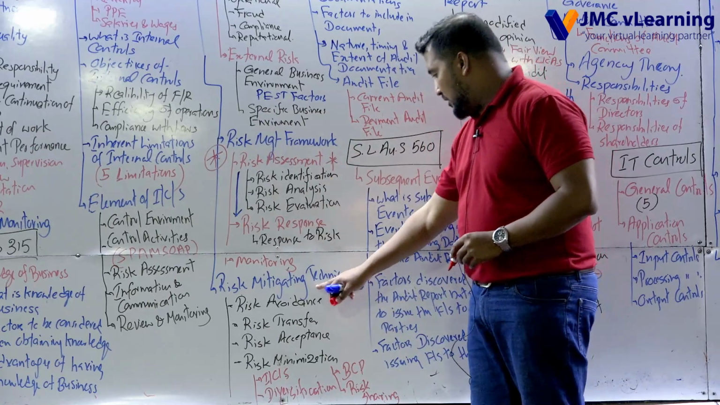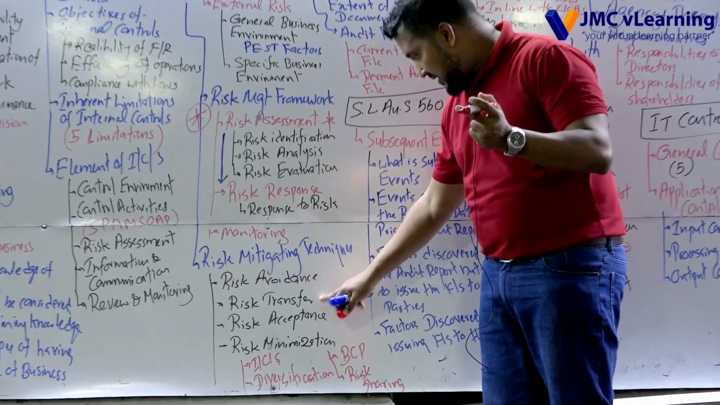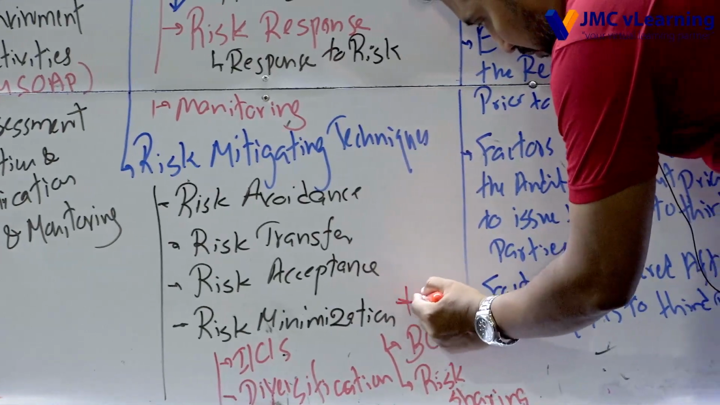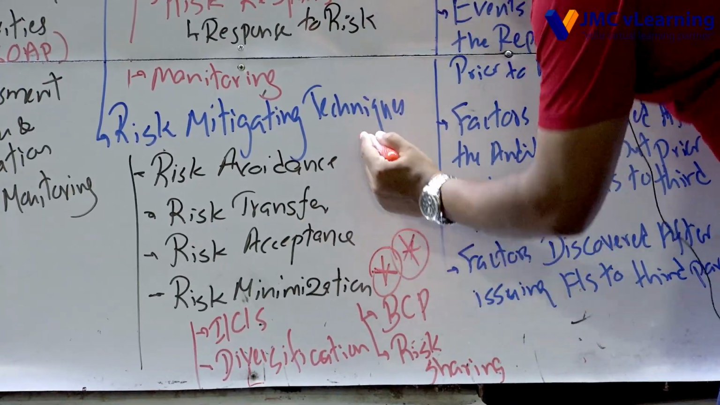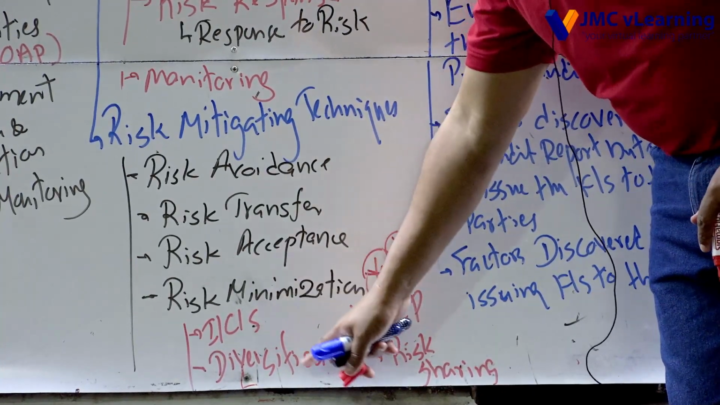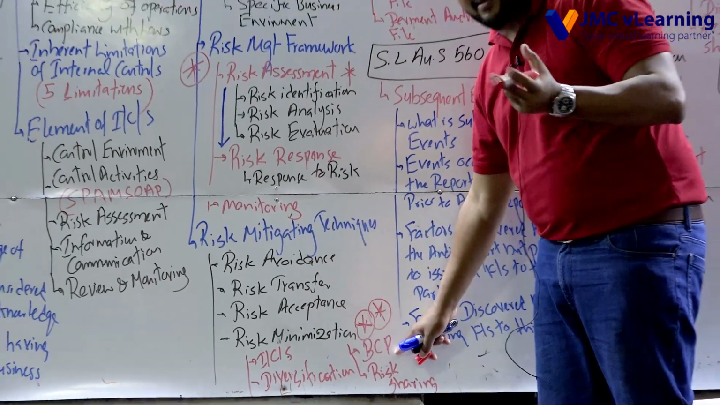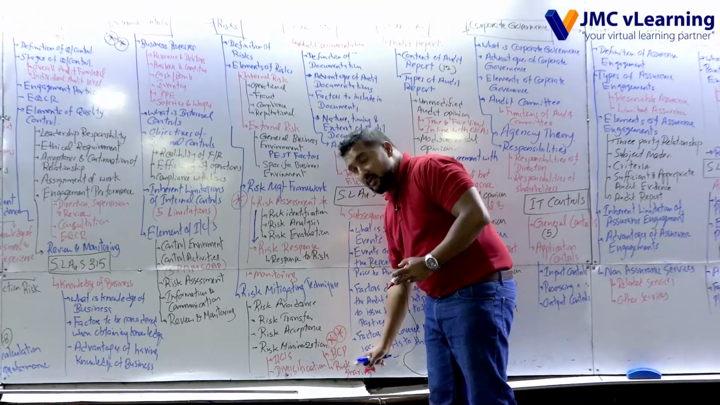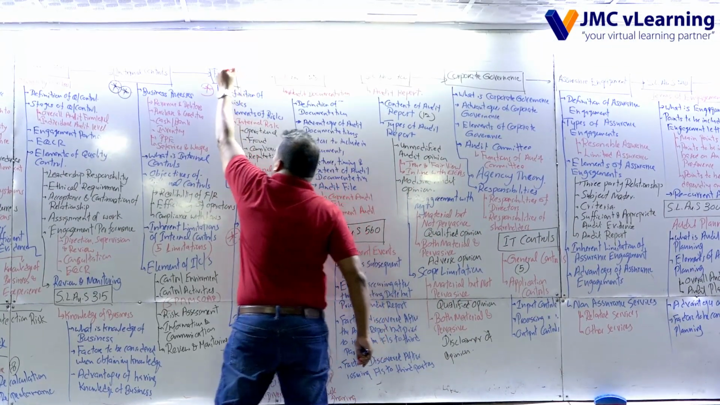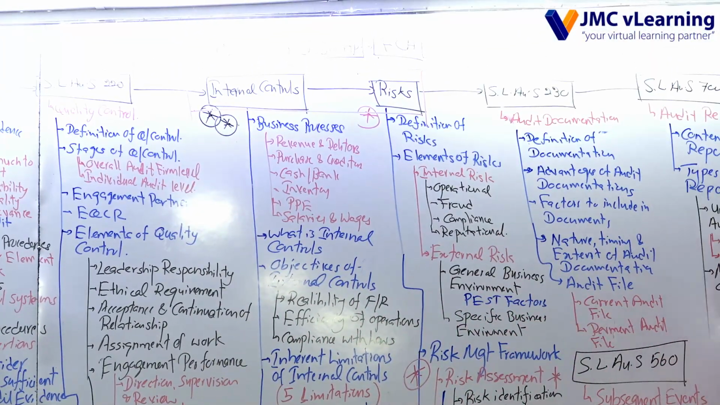Then finally, we discuss the risk mitigating techniques. There are 4 mitigating techniques: risk avoidance, risk transfer, risk acceptance and risk minimization as well. Risk minimization would be the most used technique in the practical context. Under risk minimization, we discuss internal control, diversification, operational plus geographical diversification. Then we discuss BCP, business contingency plan, and risk sharing as well. This area also has been frequently tested along with internal control. So you need to be very focused on those 2 areas when you are getting ready for the final exam.